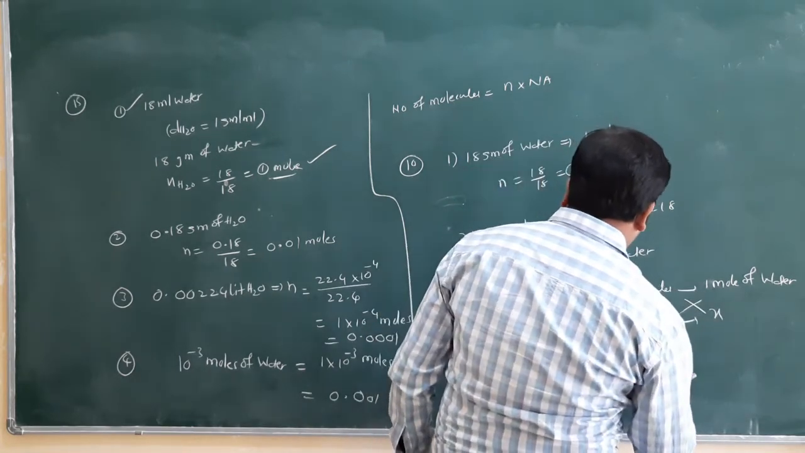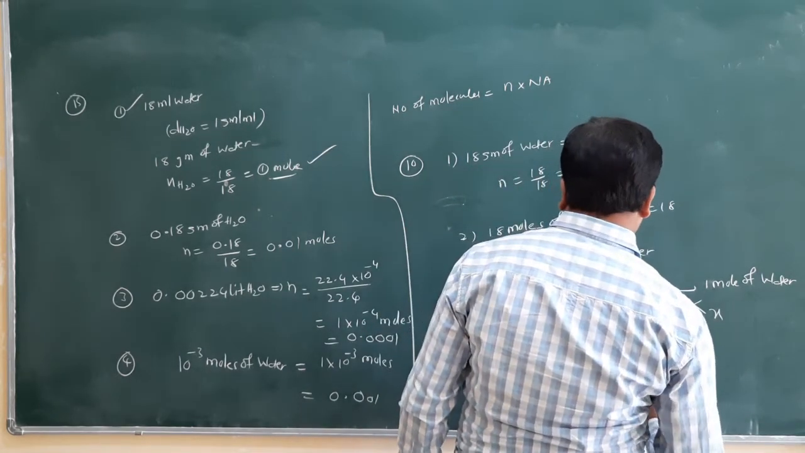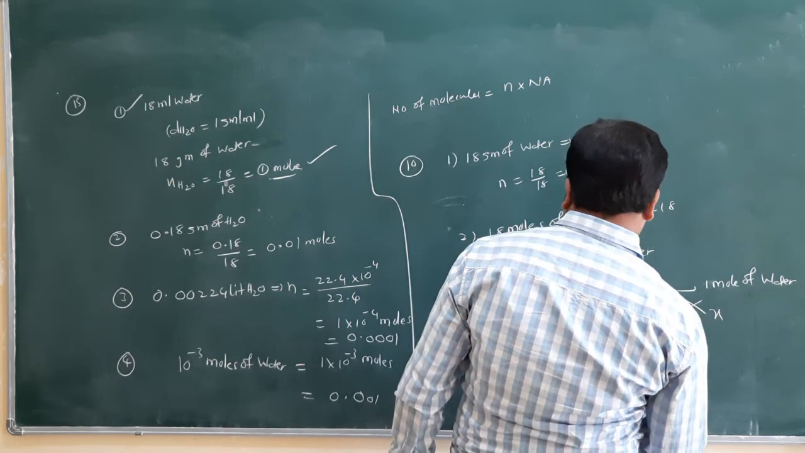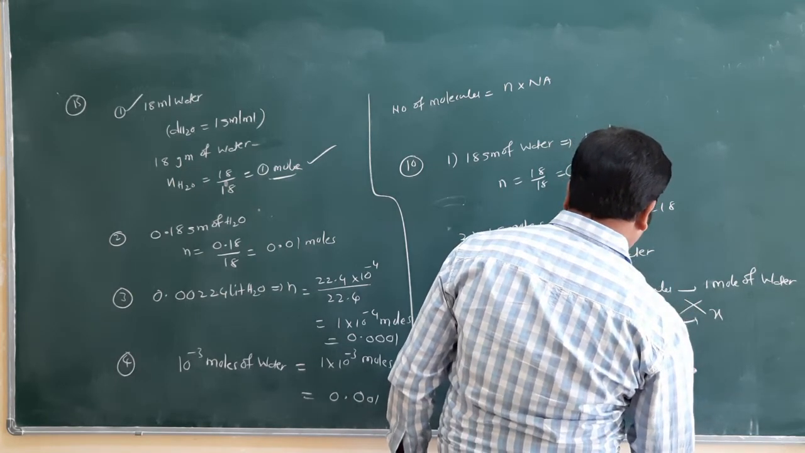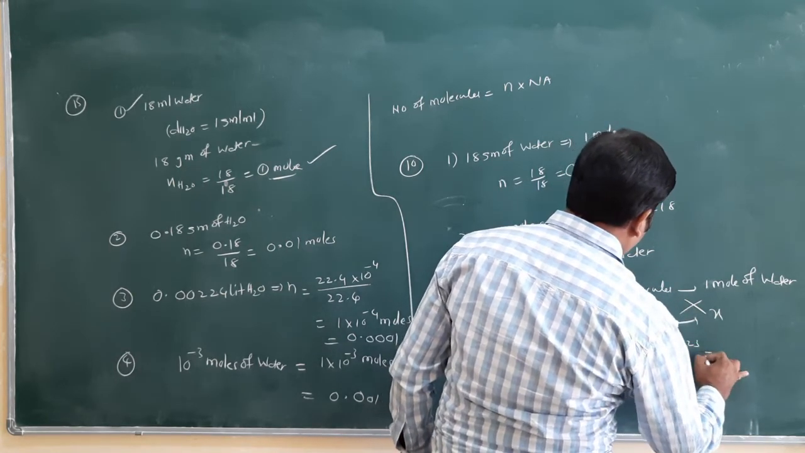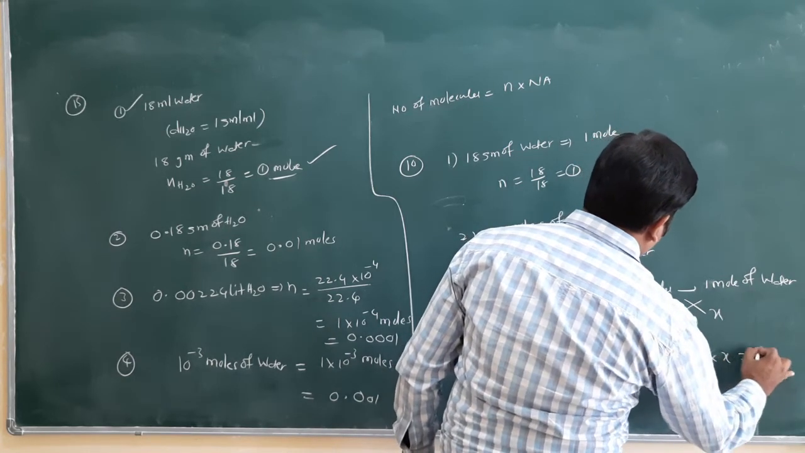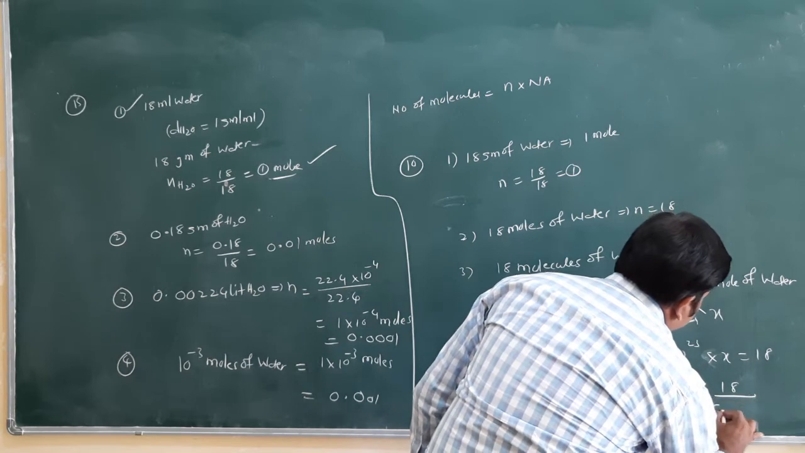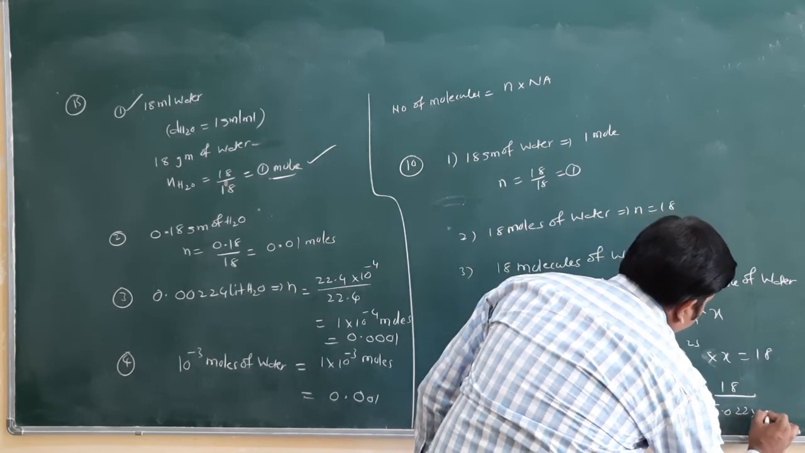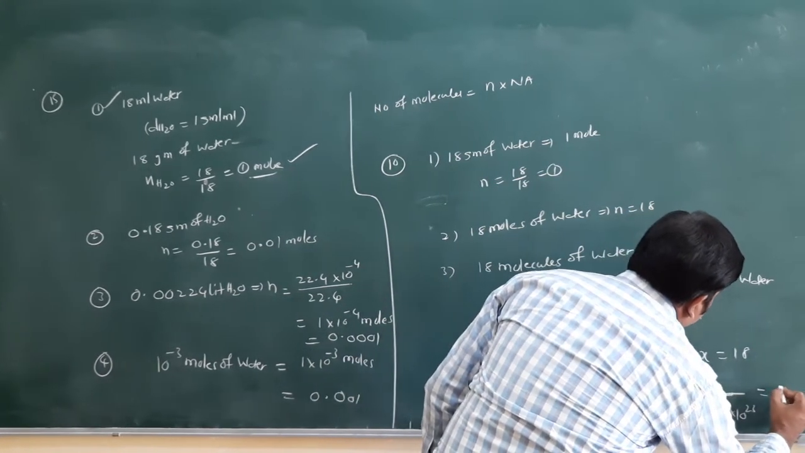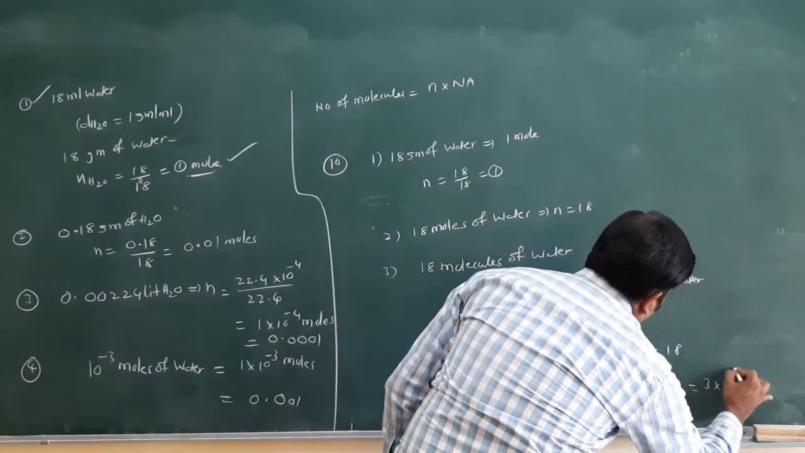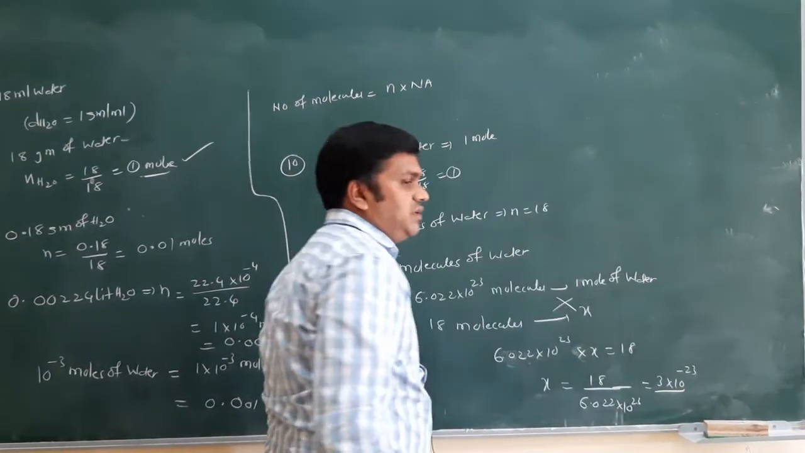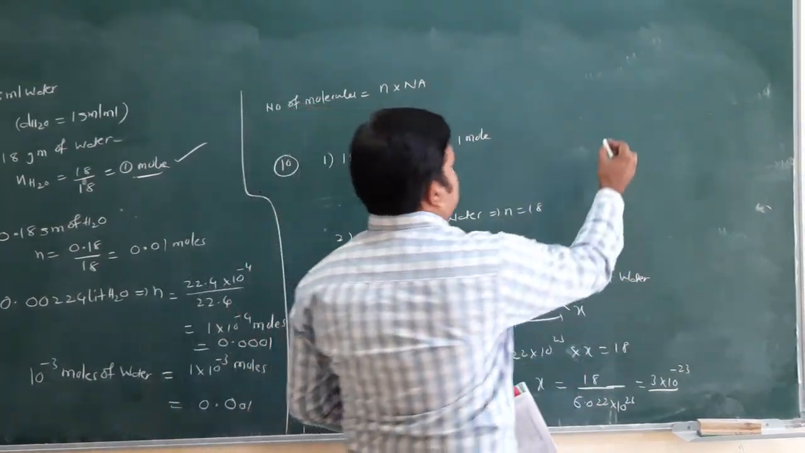So x equal to what you will get here? 18 into 6.022 into 10 power 23 into x is equal to 18. So x equal to 18 by 6.022 into 10 power 23. Approximately you will get 3 into 10 power minus 23 only. So this is option 3 we have.